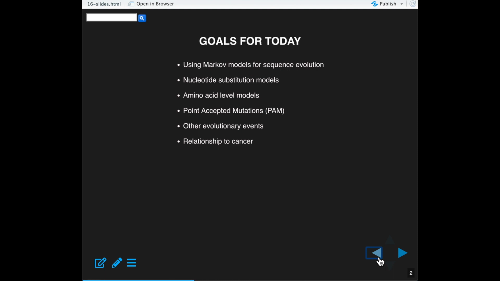So we're going to build on the Markov models to look at how we can use those to model nucleic acid evolution and amino acid level models. And we're going to get into a little bit about evolutionary details there with how selection can be modeled, etc. And I'm going to show you the different kinds of genetic events that can occur, both in healthy individuals and across species, everything from the whole tree of life, really. And then I'll end by talking about its relationship to cancer.